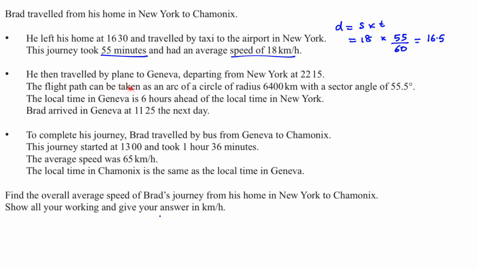He then traveled by plane to Geneva, departing from New York at 22:15, and the flight path can be taken as an arc of a circle of radius 6,400 km with a sector angle of 55.5. The local time in Geneva is 6 hours ahead of the local time in New York. Brad arrived in Geneva at 11:25 the next day. Let's draw a diagram of his journey.